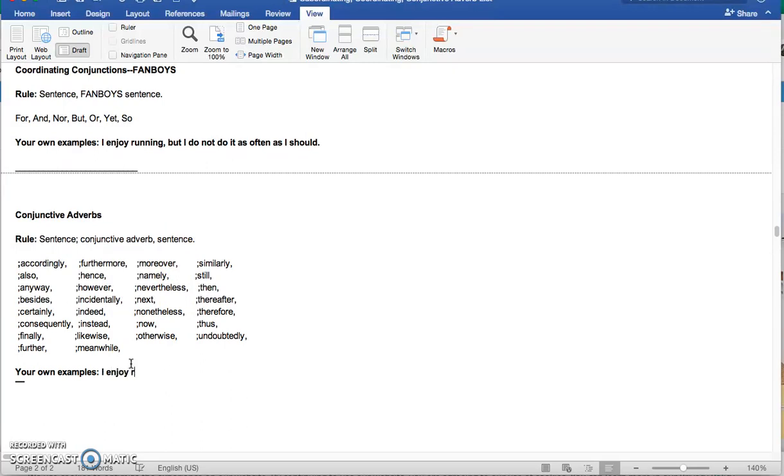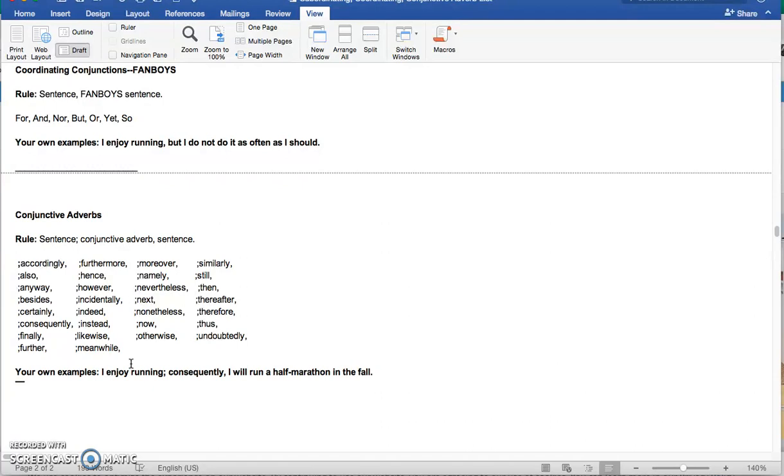So, I enjoy running; consequently, I will run a half marathon in the fall. So it shows a relationship, which you'll find all of these conjunctive adverbs really do provide, a relationship between two sentences. They're transitions, and they also help to give you different types of sentences.